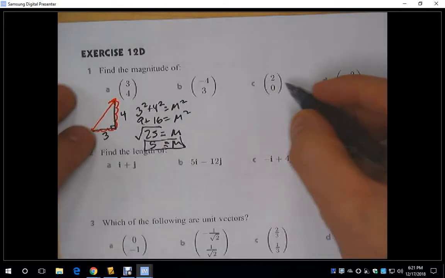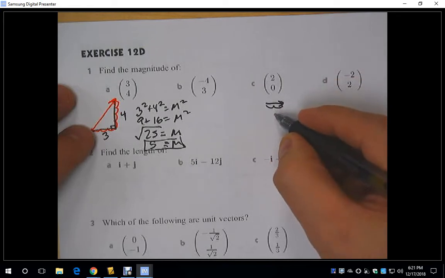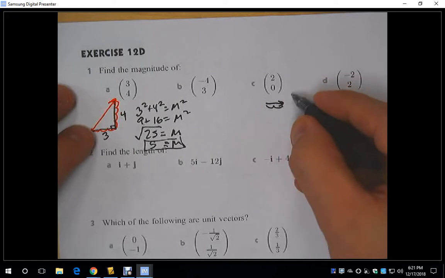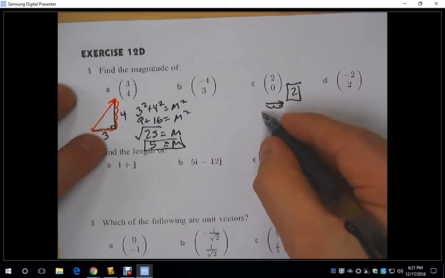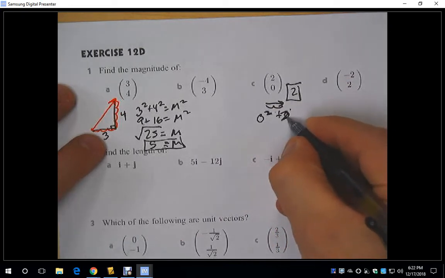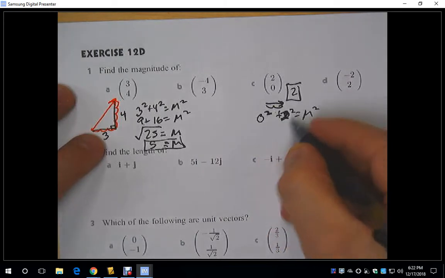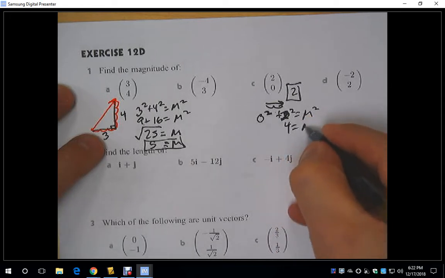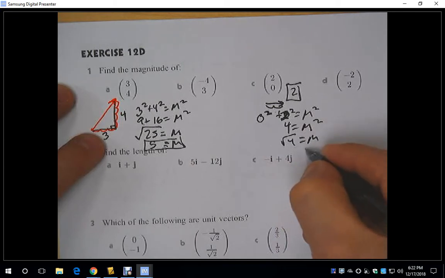We do the same thing with all of these. For C, it looks like I'm moving 2 units to the right, and no spaces up or down. Just by inspection, we can see that our magnitude is going to be 2. But if you're so compelled, we can use the Pythagorean theorem: 0 squared plus 2 squared equals our magnitude squared. 0 squared is 0 plus 2 squared is 4, equals our magnitude squared. We take the square root of both sides. The square root of 4 equals 2.